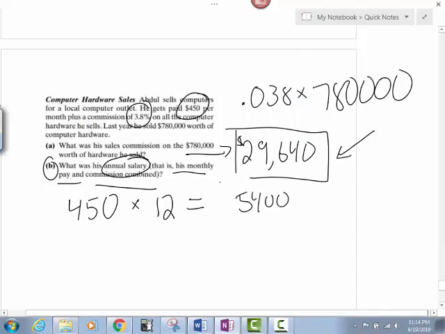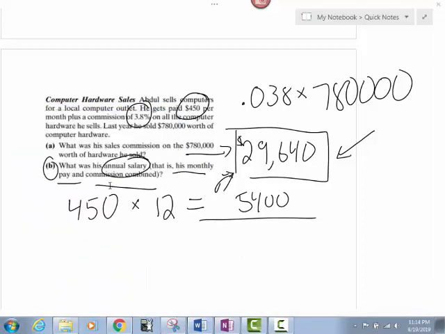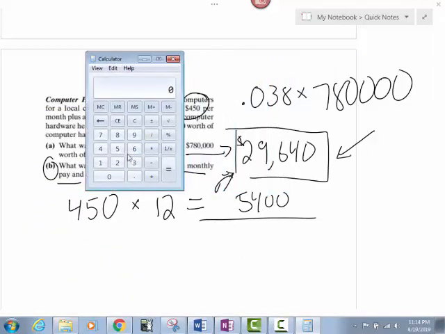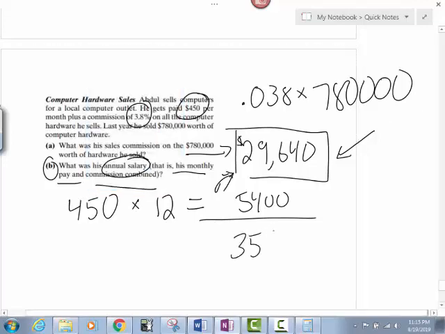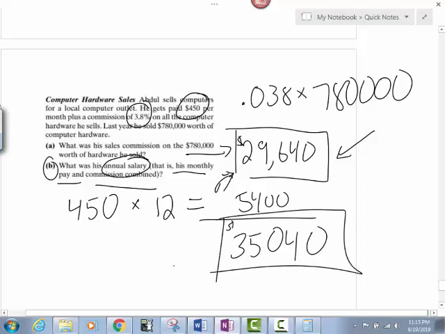Now we're going to add it to his commission. So 5,400, come back to my calculator. There we go. 5,400 plus what he made in commission, what he made in sales, 29,640. And his annual salary is $35,040. And that's how much Abdul makes in a year.